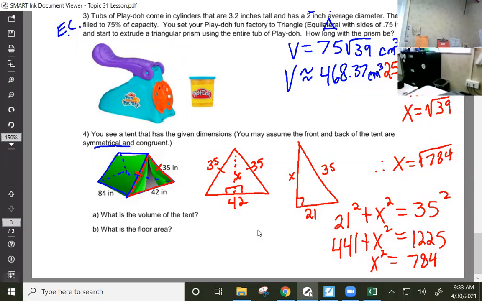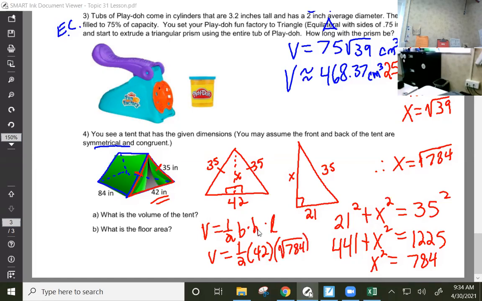All right. So the volume of the tent is, again, 1/2 the base times the height of the triangle times the length in between the two triangles. So the volume is equal to 1/2 the base of 42, that's base 42, times the height, which we found was the square root of 784, times the distance between the two triangles, front to back, 84.